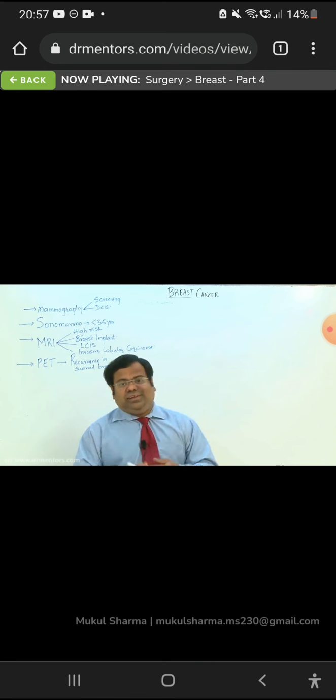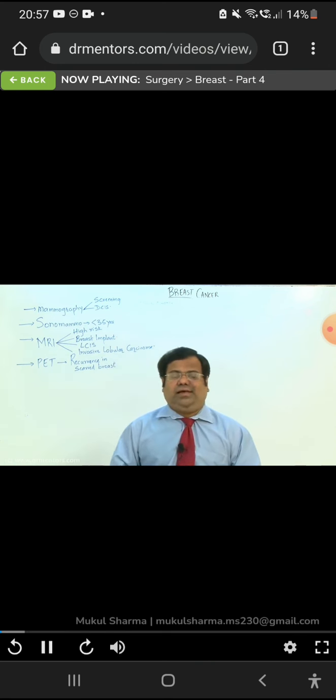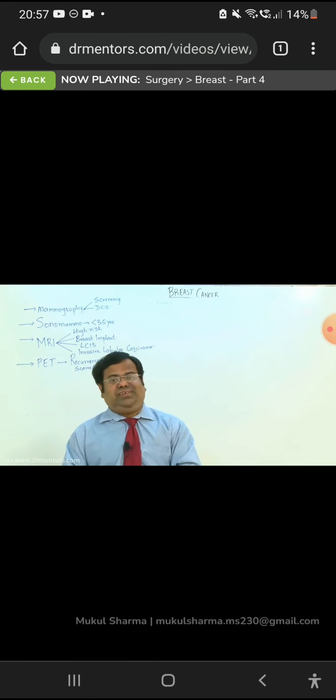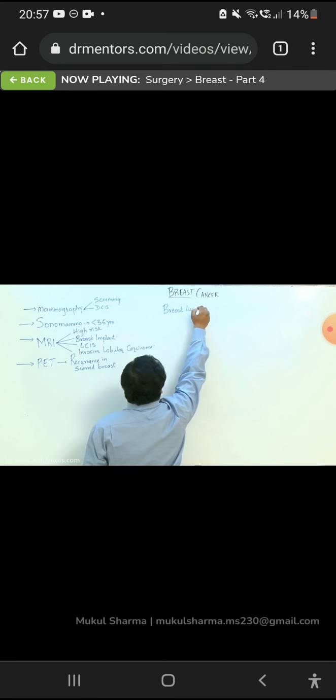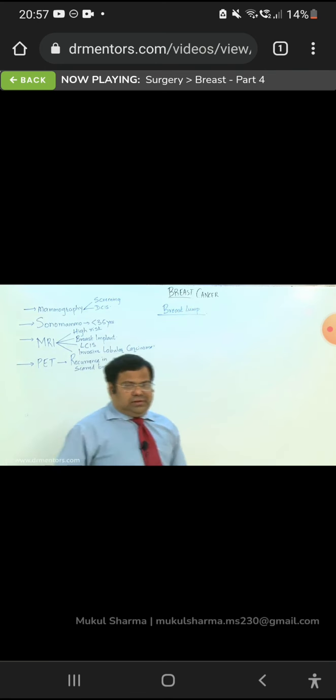Now, let us go to the clinical feature. An important question that is asked to us in the examination is, what is the most common presentation of breast cancer? So the answer is that more than 75% of the patients will present with a lump. So the most common presentation is a breast lump. Again, another exam question.